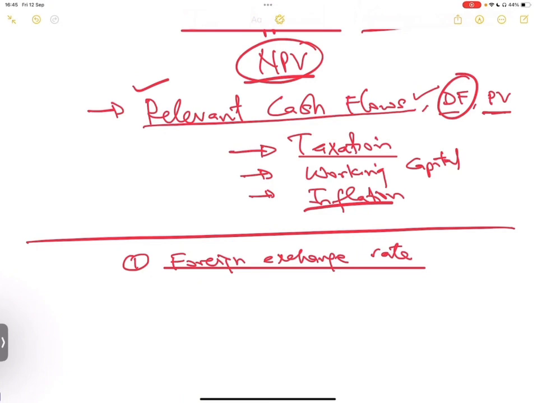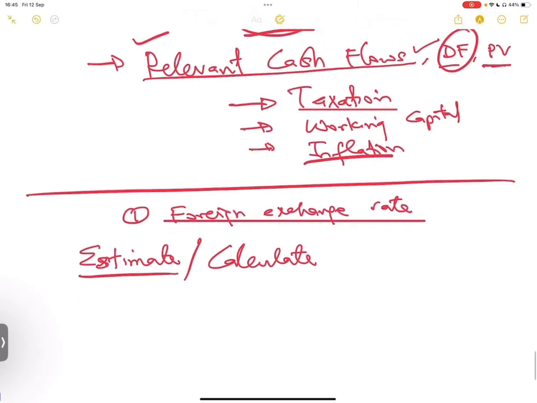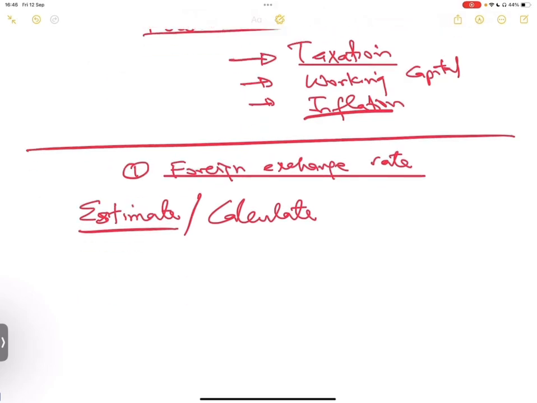Well, the examiners will not be so nice as to give you the exchange rate. At least most times they will not give you the exchange rate. You will always have to estimate or determine it. You always have to calculate it. They will not be straightforward. So this is where you start putting the knowledge you had before into practice.